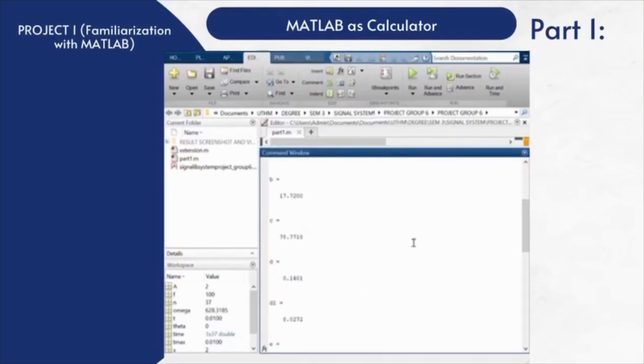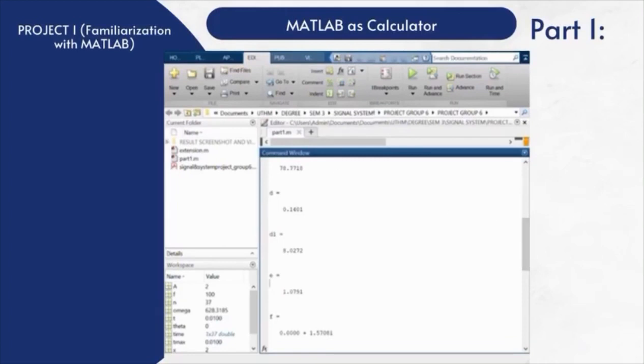The sum of the angles of Z and V converted to degrees is D1 here, and E is the natural logarithm of j, the imaginary unit, times Z plus V. The script is structured to showcase MATLAB's capability as a sophisticated calculator and complex number manipulator. After running this script, the MATLAB command window displays the computed values of the variables, demonstrating the versatility of MATLAB in handling complex arithmetic operations.